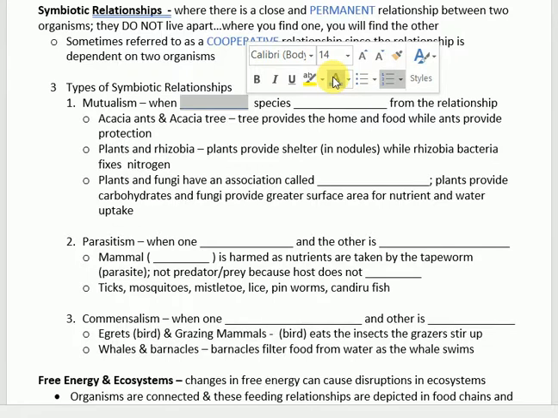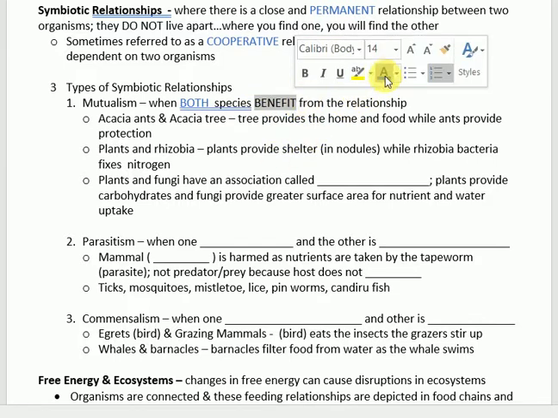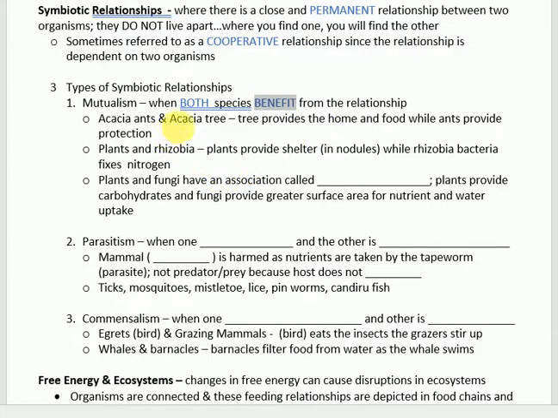Mutualism is when both species benefit. They both benefit from the relationship because each of them gets something out of it. So for instance, the acacia ants in the acacia tree, the tree provides a home and the food, and the ants provide protection. The plants and the rhizobia that we just talked about is another example.